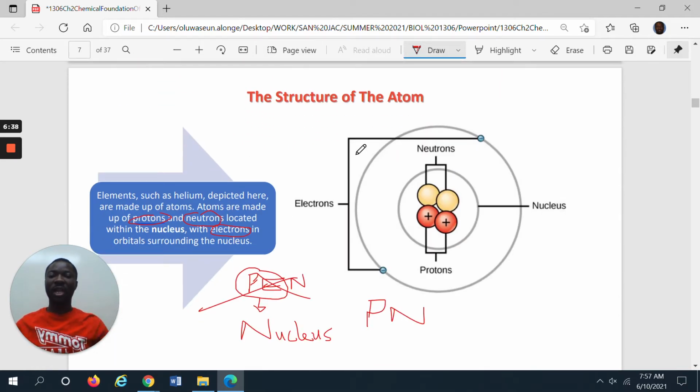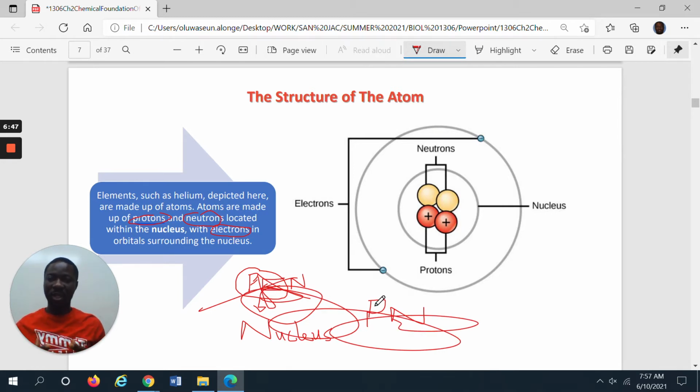Now, when you see an atom, an atom has 3 components. It's made up of proton, it's made up of electron, and it's made up of neutron. So I can say an atom is made up of these, right? It's proton, it's electron, and it's neutron.